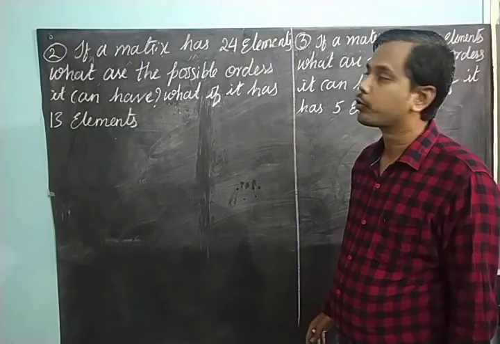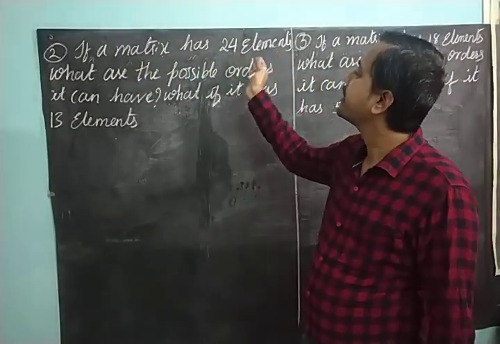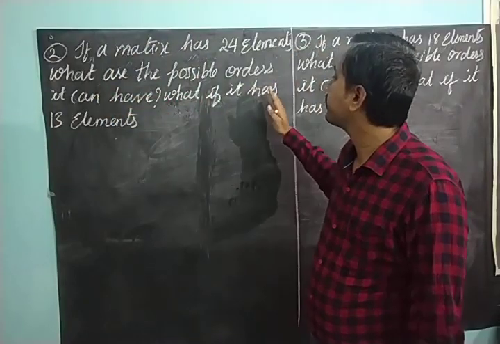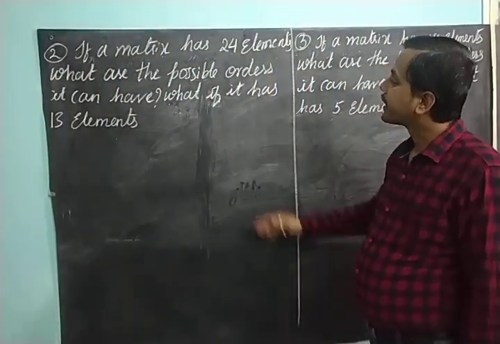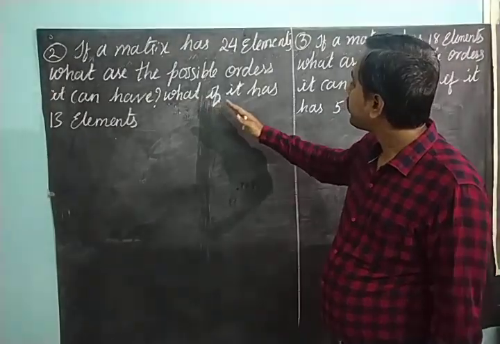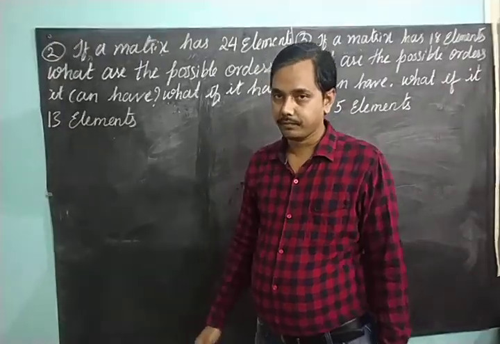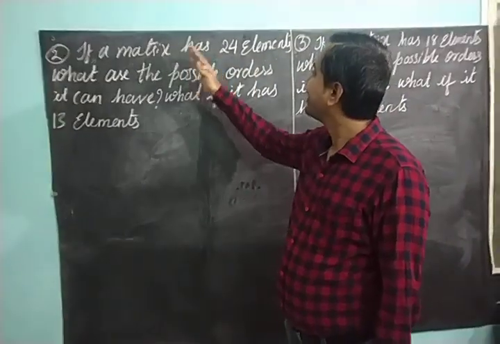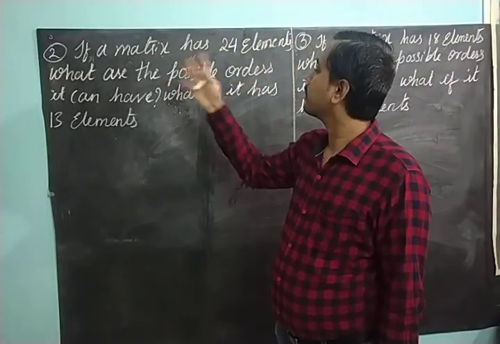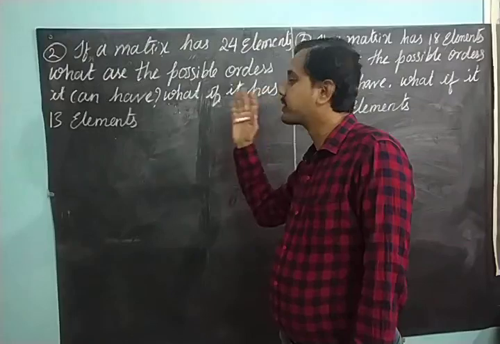This is the first part of the question. If the matrix has 24 elements, what are the possible orders it can have? And the second part is, what if it has 13 elements? What was the first part? It is having 24 elements. What are the possible orders? What is the meaning of the second part? What if it has 13 elements?